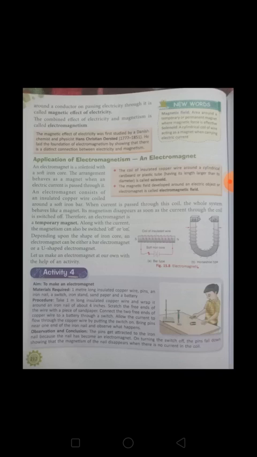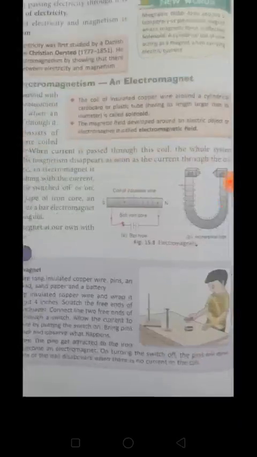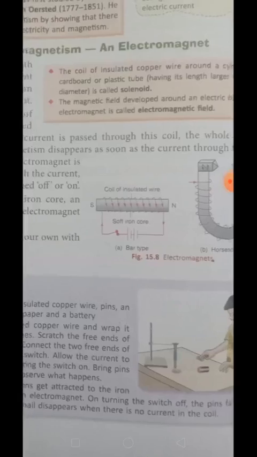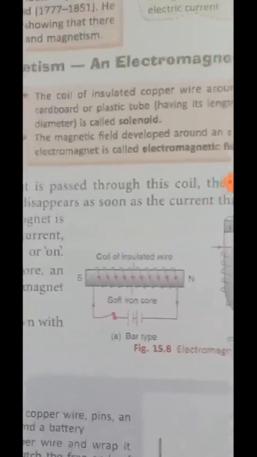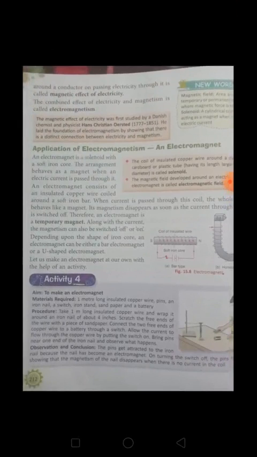Now what we will do? We will take a meter long insulated copper wire and wrap it around this iron nail like this. Now we will scratch the free ends of the wire with a piece of sandpaper and connect the two free ends of the copper wire with the battery so that electric current can flow through it. Allow the current to flow through the copper wire by putting the switch on.